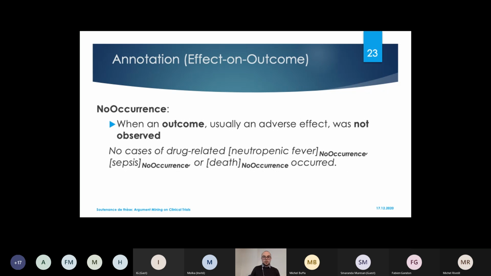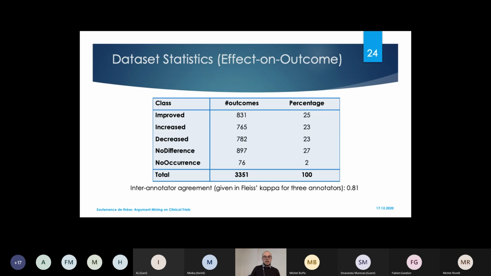And then we have the no occurrence label, which states basically things which did not occur, which is also quite an important information, especially with respect to adverse drug reactions or side effects. So if they do not occur, this is important information for the doctor to evaluate the trial. And in total, we have then 3,351 outcomes annotated, and here the Fleiss kappa on 3 annotators was 0.81.